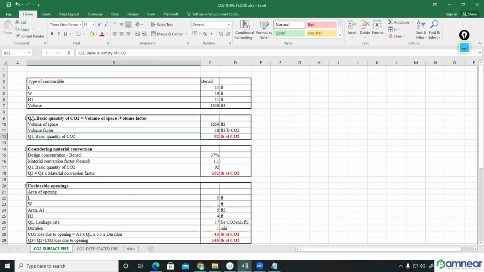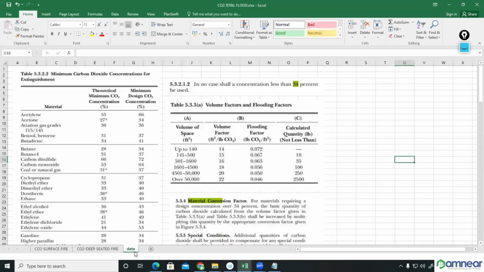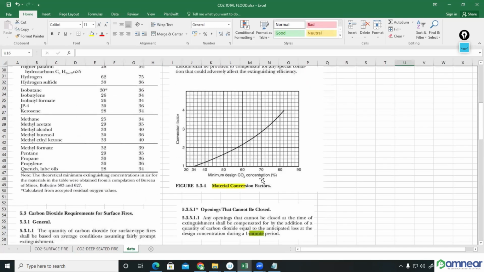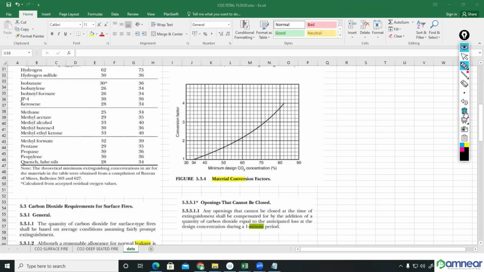The first quantity we got is Q1. Q1 is the basic quantity of carbon dioxide, we got 92. Along with that, considering material conversion, we have to find basic quantity into material conversion. Material conversion we can find from this chart. In this chart, on the x-axis we have minimum design carbon dioxide concentration in percentage, and the conversion factor. Up to 34 minimum concentration is fine because the conversion factor is 1 only.